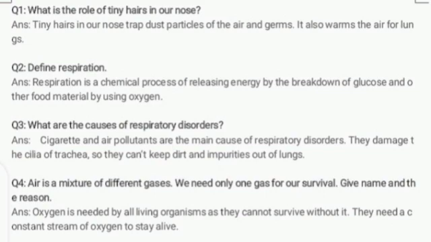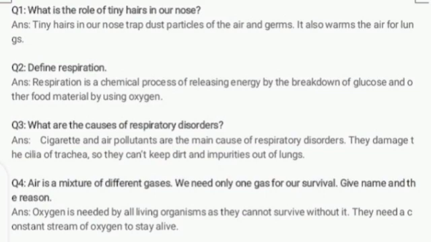Question number 3. What are the causes of respiratory disorders? Cigarettes and air pollutants are the main causes of respiratory disorders. They damage the cilia of the trachea so that they cannot keep dirt and impurities out of the lungs.